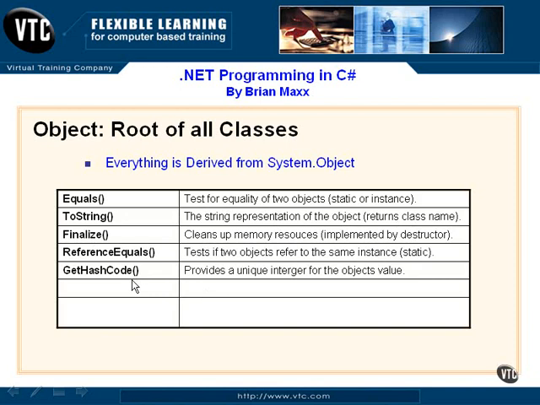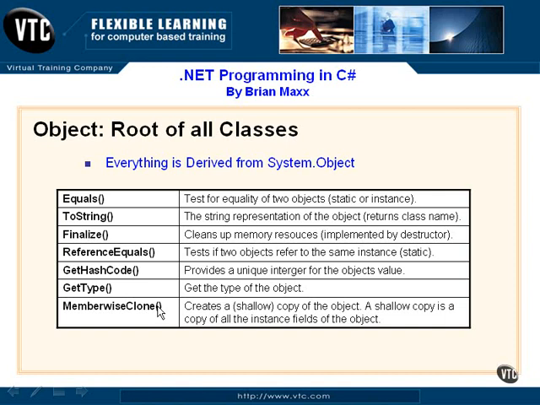GetHashCode. This is going to provide a unique integer for the object's value. This method is going to return a numeric value, and it's really used to identify an object in memory. And it's also commonly used with hash-based collections. We'll look at this as well. Now GetType, this allows you to get the type of the object, and you can do this with your value or your reference types.